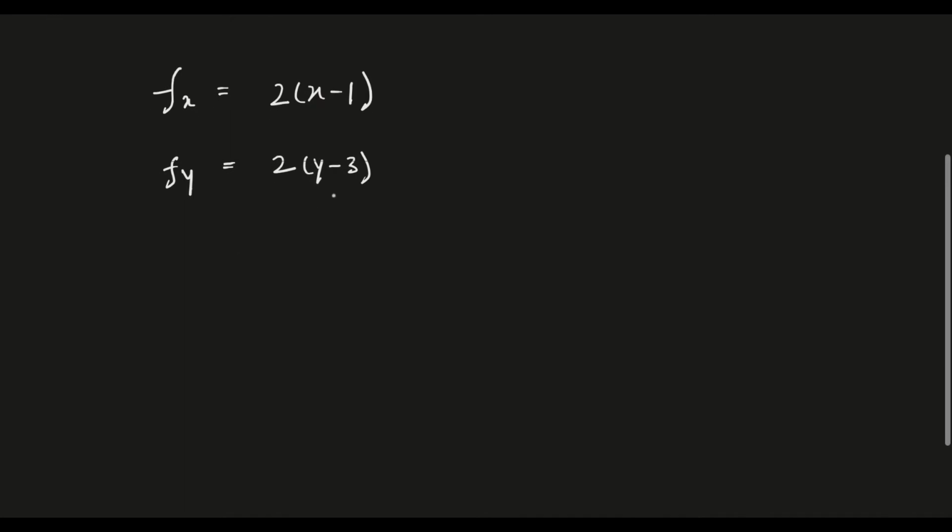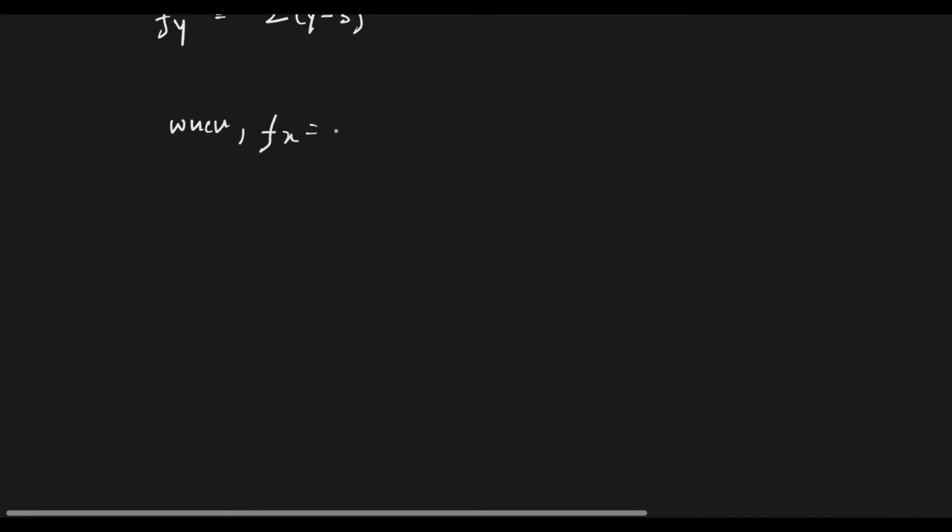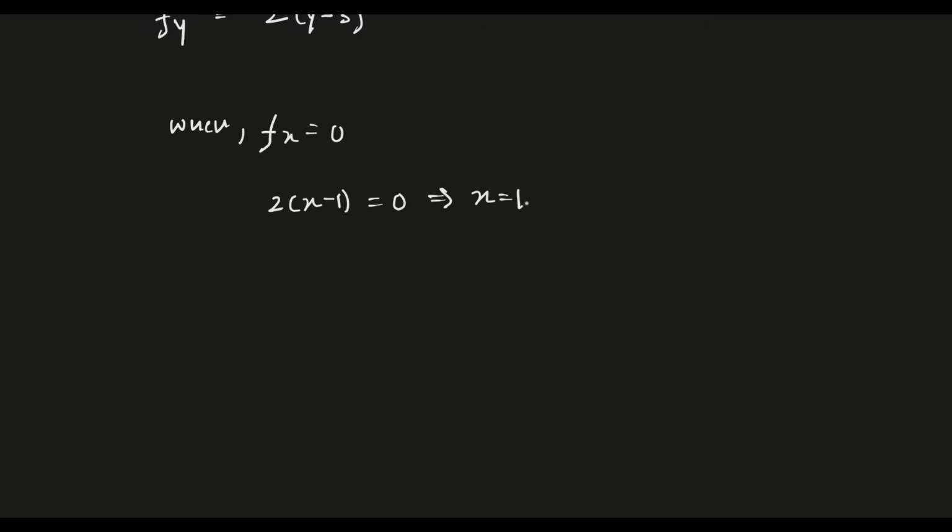So to find critical points, we have to take these two and equate them to 0. When fx is kept as 0, we would have 2x minus 1 equal to 0. That is simply x is equal to 1. Similarly, fy equal to 0. Therefore 2y minus 3 equal to 0. Then we have y equal to 3.